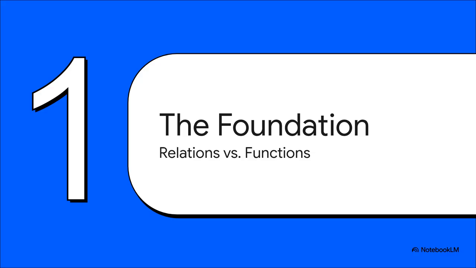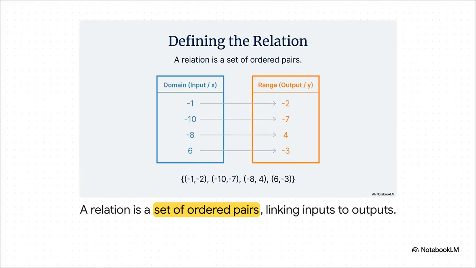You can't build a house on shaky ground, right? Same idea here. We can't really get functions until we first understand what a relation is. So let's start at the very beginning. So what in the world is a relation? Honestly, it's simpler than it sounds. It's just a set of ordered pairs. Any rule that takes an input from one group of numbers, we call that the domain, and connects it to an output in another group, we call that the range.